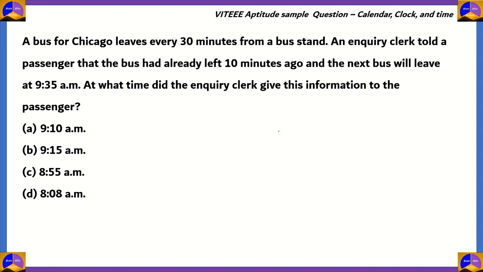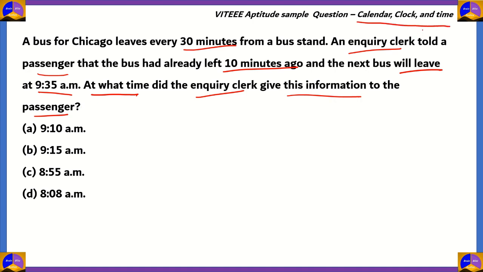Now, let's look at the next question. A bus for Chicago leaves every 30 minutes. So we have a bus from a particular station that moves towards Chicago, and it departs every 30 minutes. An inquiry clerk told the passenger that the bus had already left 10 minutes ago, and the next bus will leave at 9:35 a.m. And you need to tell me at what time did the inquiry clerk give this information to the passenger. So this is a question from calendar, clock, and time, and we have to calculate the time at which the inquiry clerk gave this information to the passenger.